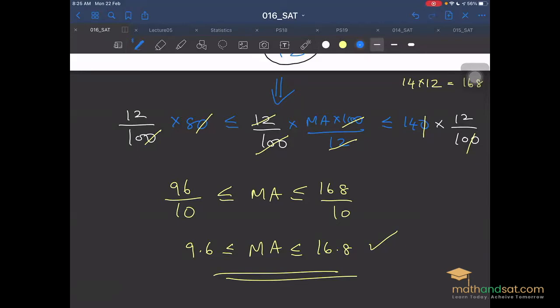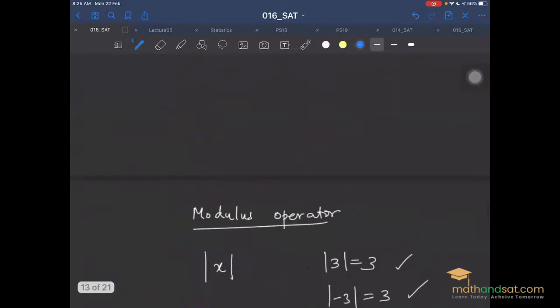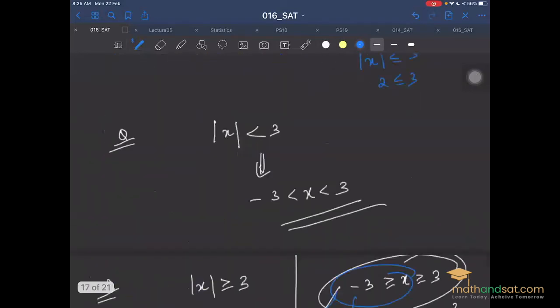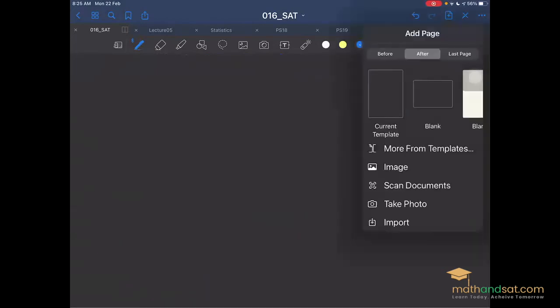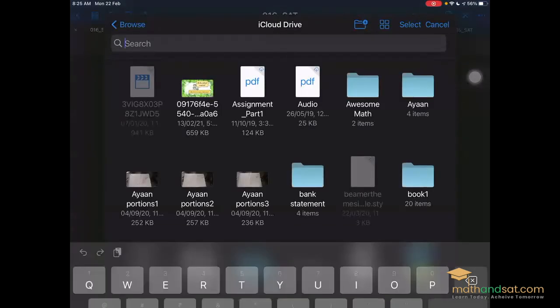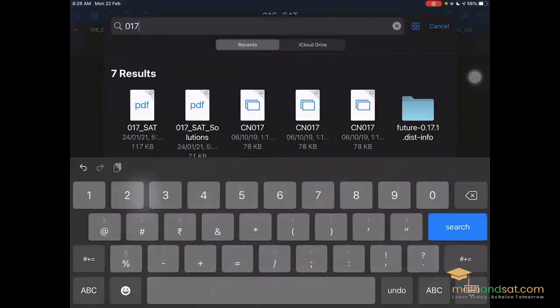Okay. So now we have problem sheet number 17. Let's do that. I think 17 is pending. 17 is also pending, right?